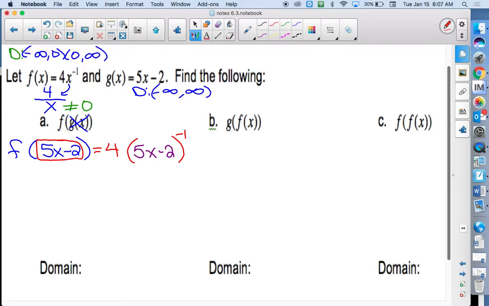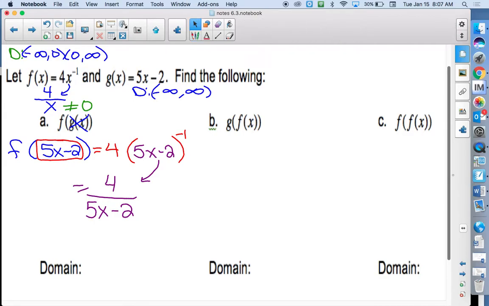So all of this has a negative 1 exponent, which means all of that has to move to the bottom of the fraction. The 4 is separate. It stays on the top, and this whole piece moves to the bottom of the fraction. So now we have a 4, and then on the bottom is 5x minus 2, because that was the g function. We replaced the g into the f, which is kind of weird.